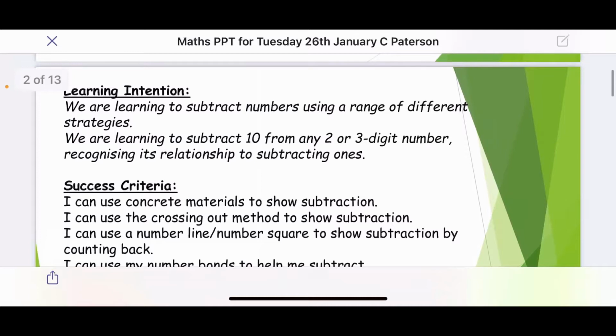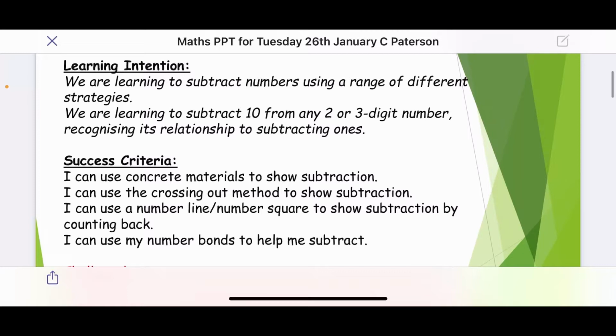So your learning intention for today is we are learning to subtract numbers using a range of different strategies, and we are learning to subtract 10 from any 2 or 3 digit number, recognising its relationship to subtracting ones. Your success criteria is I can use concrete materials to show subtraction. I can use the crossing out method to show subtraction. I can use a number line or a number square to show subtraction by counting back, and I can use my number bonds to help me subtract. So these methods here I'll explain to you a little bit later on in the video.